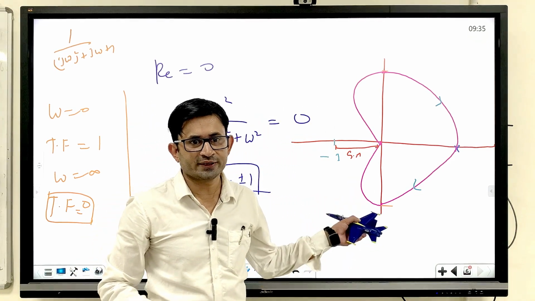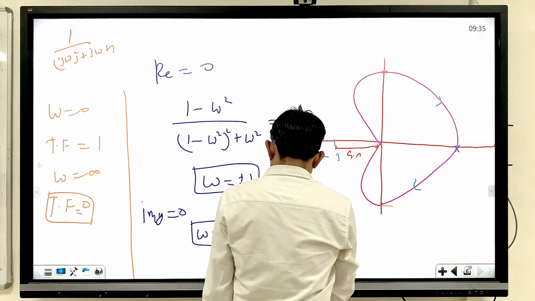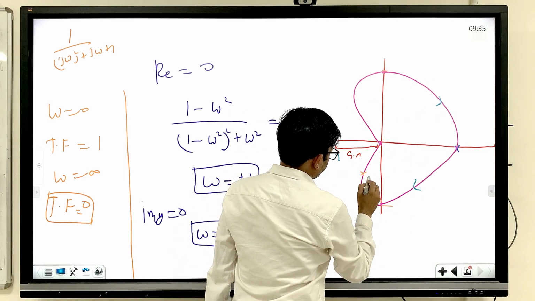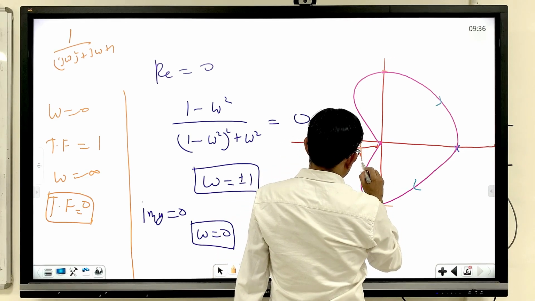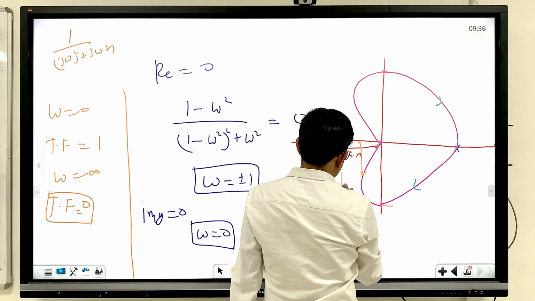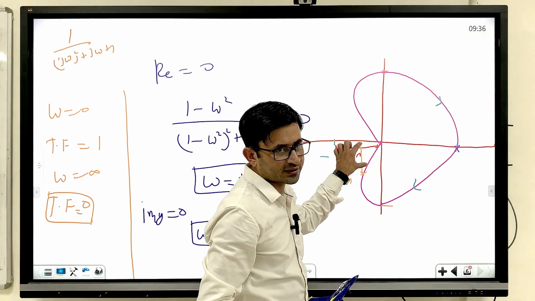So are you able to read the gain margin from here? And if you draw a unit circle, let's say if it is crossing this point, then this is called phase margin. So gain margin and phase margin. Okay.